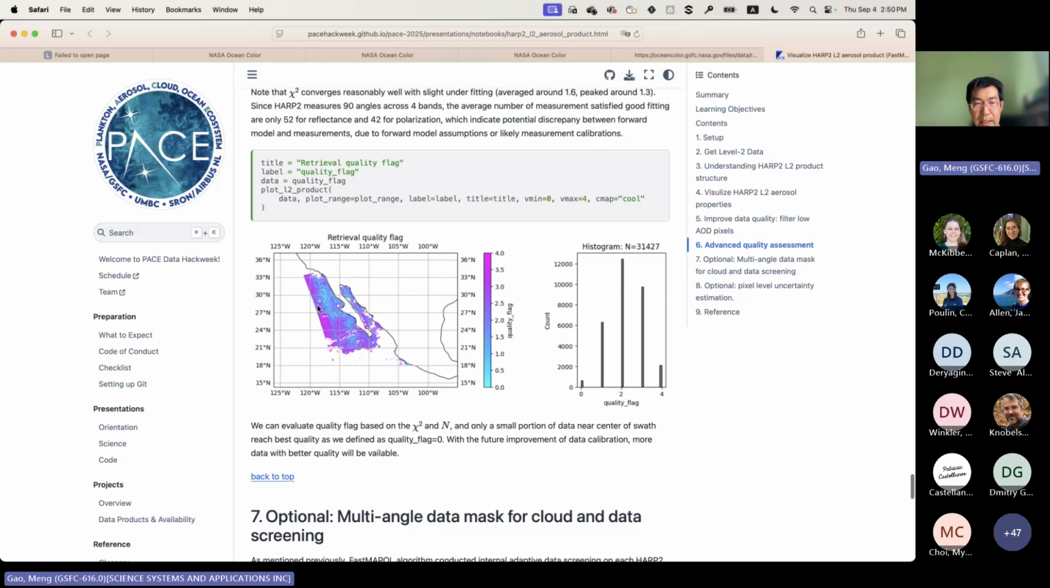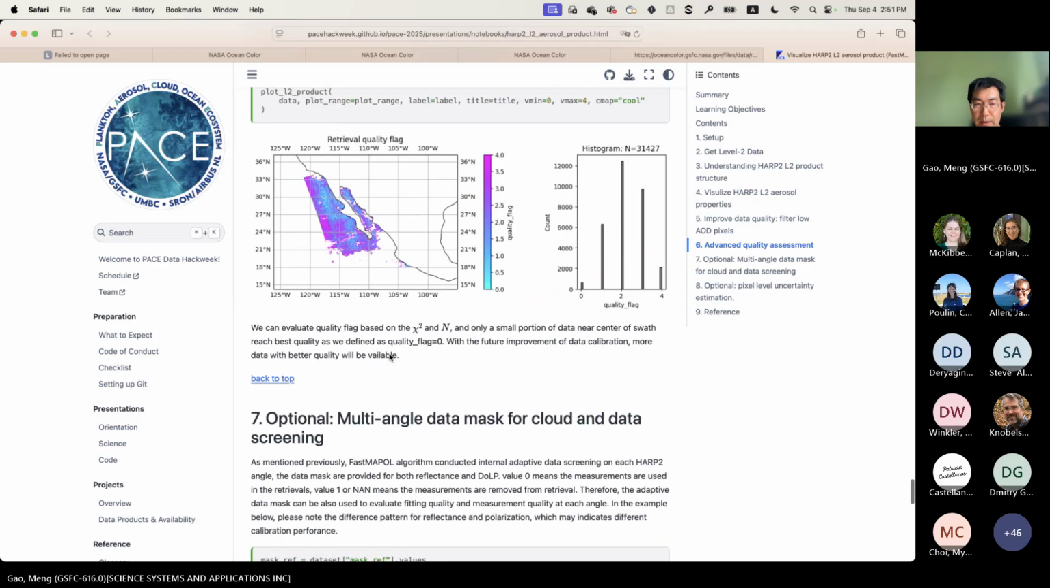The quality flag is most important for the level 3 data. In the level 3 data, you will see a variable called quality flag, which indicates the quality of the pixel used to create that level 3 product. That will be very useful if you want to understand which regions have a better quality than other regions.